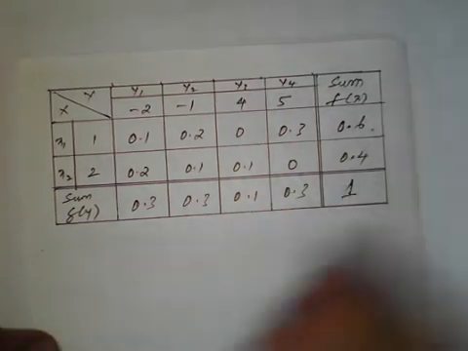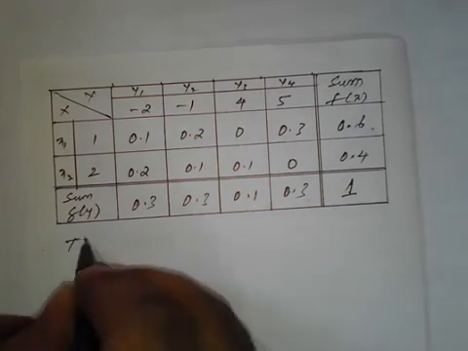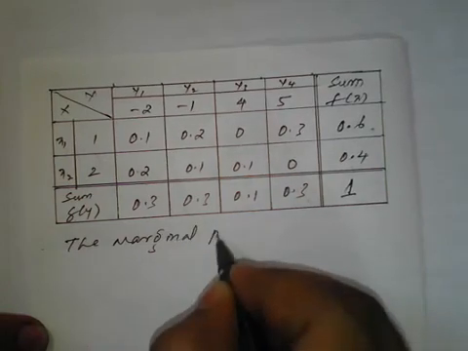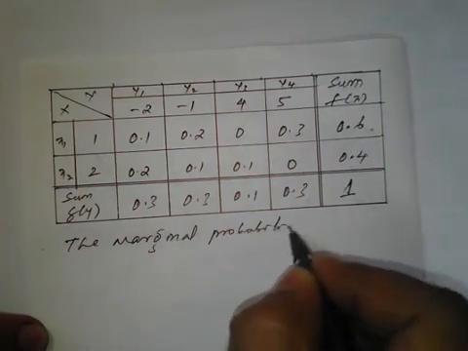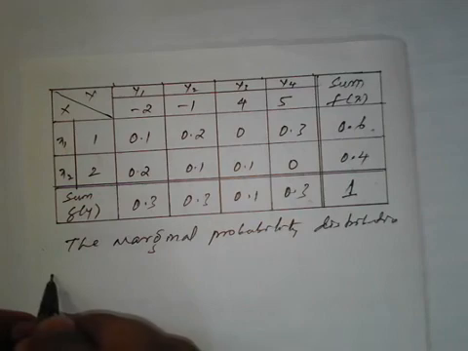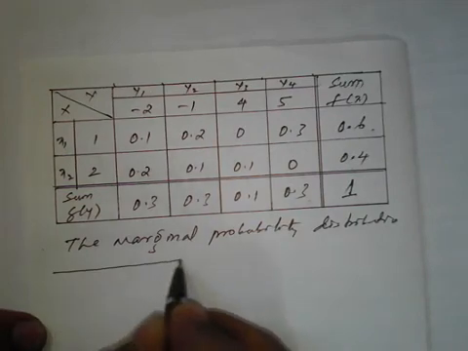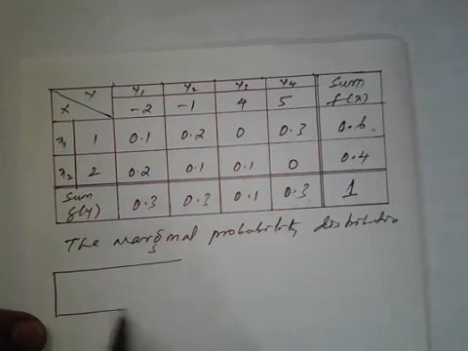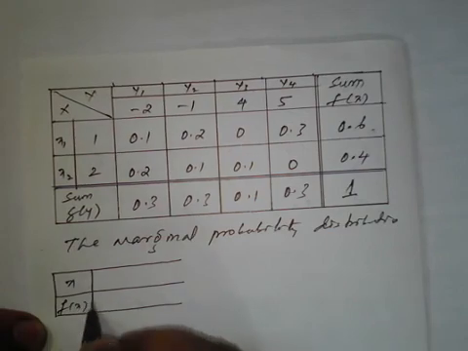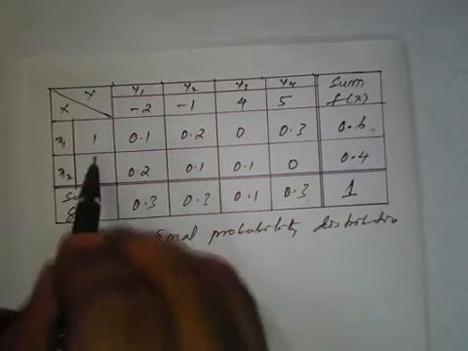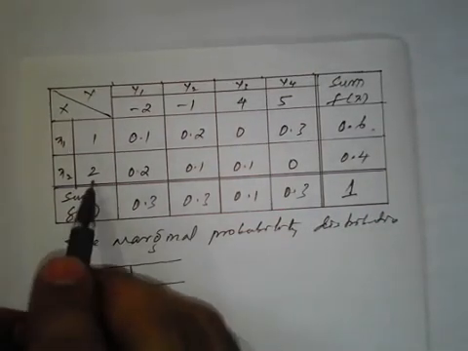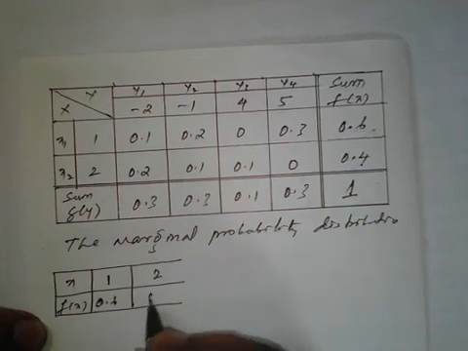So based on this, the marginal probability distribution: we need to prepare a table with x values and f of x. For x equal to 1 the value is 0.6, and for x equal to 2 the value is 0.4.